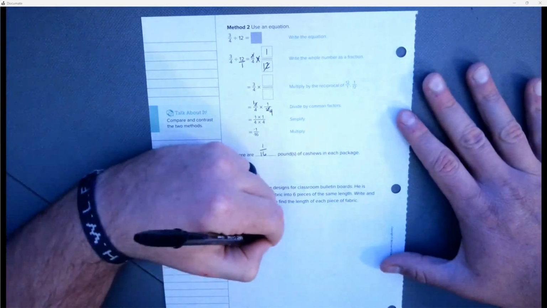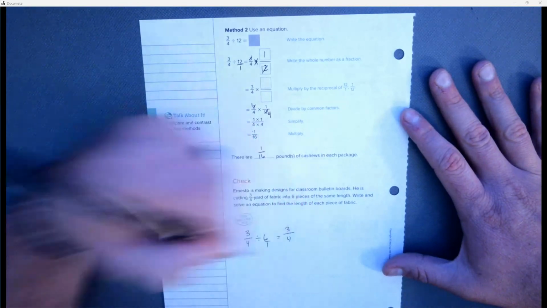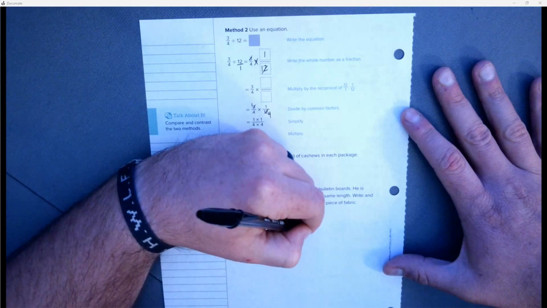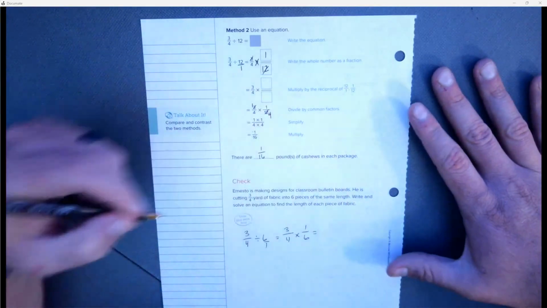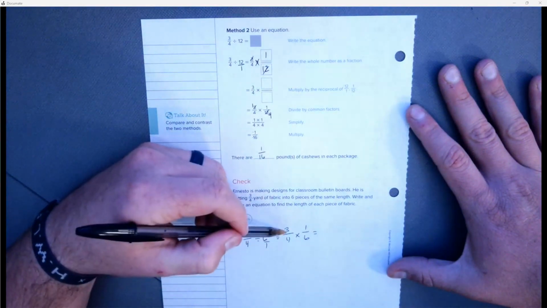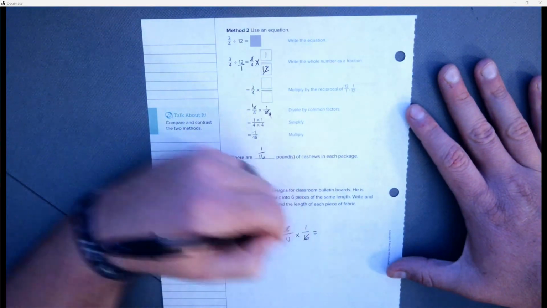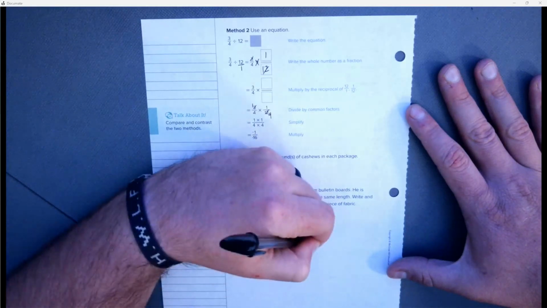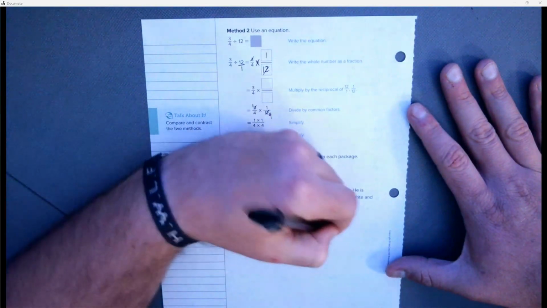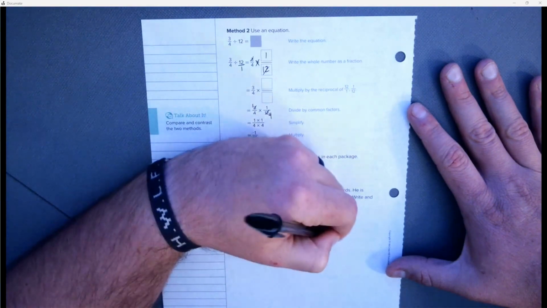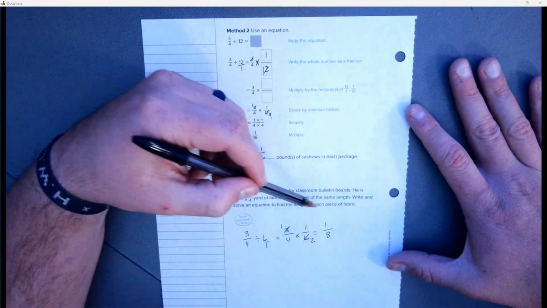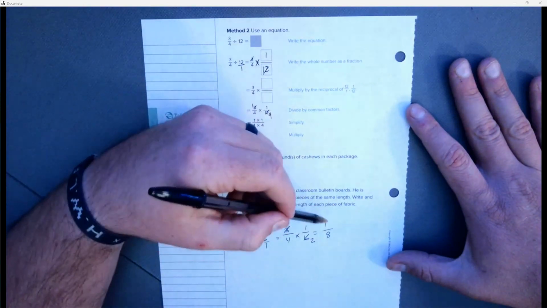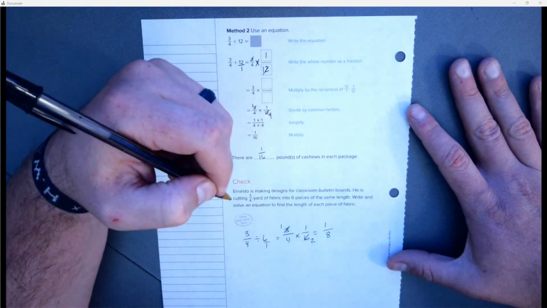We know that's the same as 6 over 1. So keep, change, flip. 3/4 times 1/6. We can cross simplify the 3 and the 6. 3 can go into 3 once. 3 goes into 6 twice. 1 times 1 is 1. 4 times 2 is 8. So our answer is 1/8. So each piece of fabric will be 1/8 of a yard.